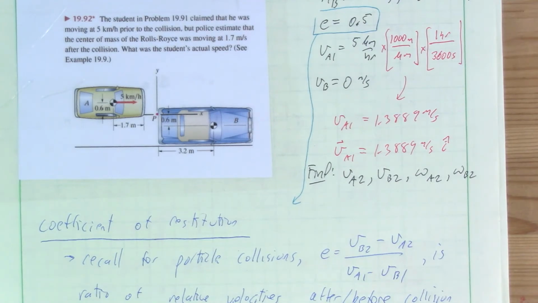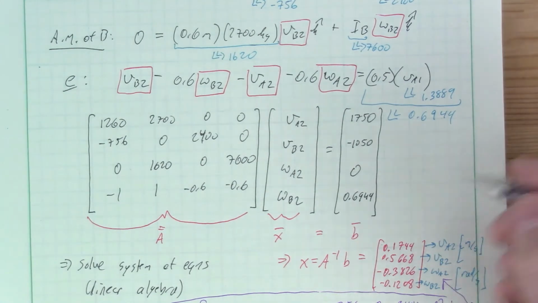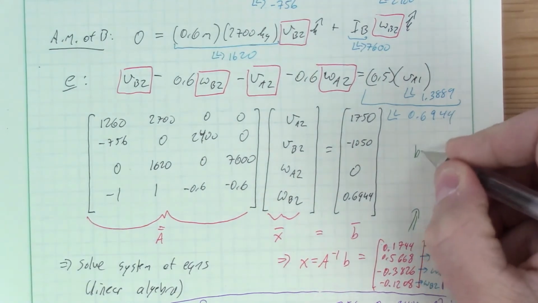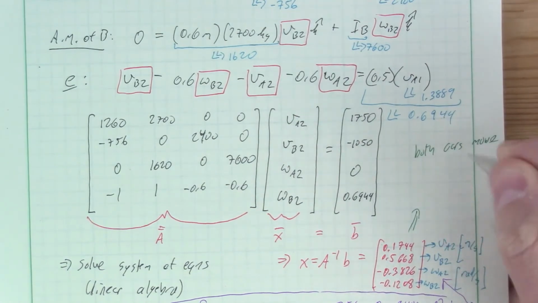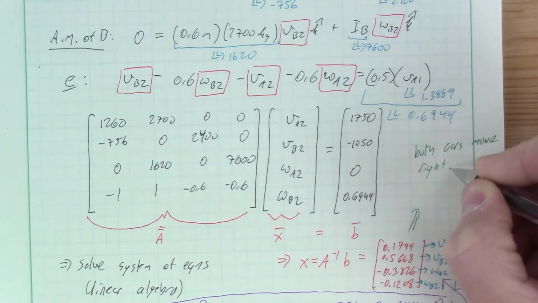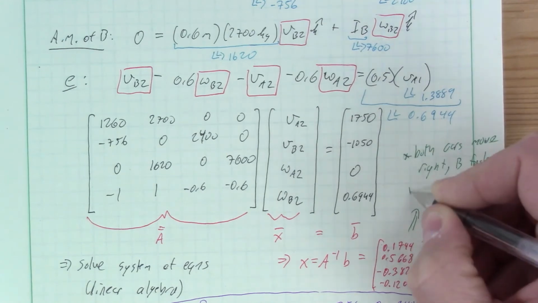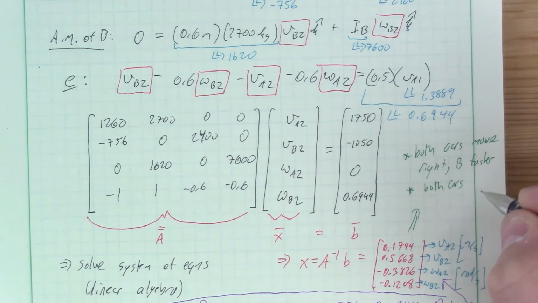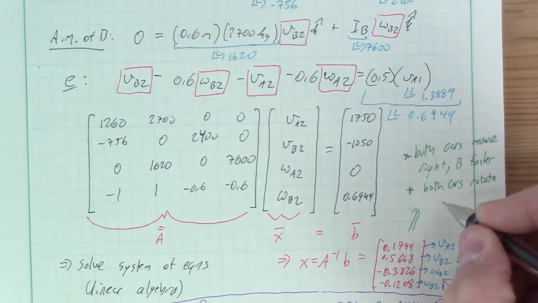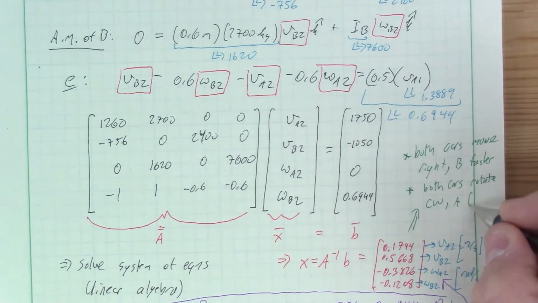Let's just write down those conclusions, and then we'll wrap this problem up. Both cars move right, B faster, and then both cars rotate clockwise, A faster.